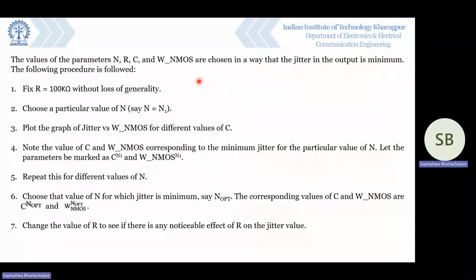So in this architecture, the parameters are N, C, R, and W values. So we have to choose them in a way that the jitter in the output is minimum. Now we note that this resistance R is only for the purpose of establishing a total DC condition. So we choose R equal to 100 kilo ohm without loss of generality.